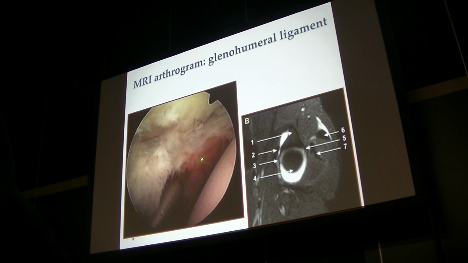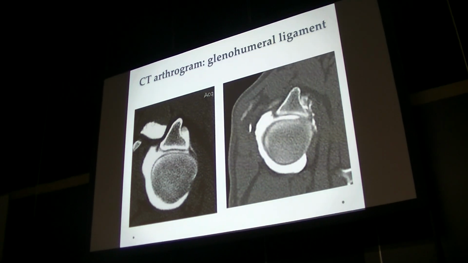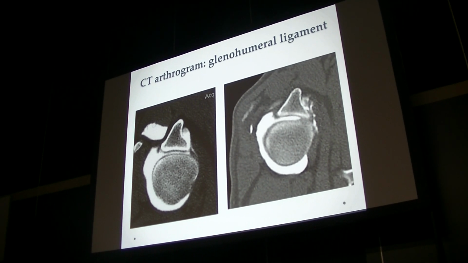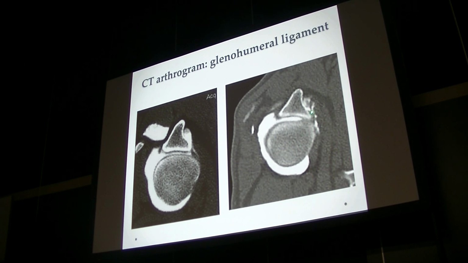And here is how it looks on arthroscopy, a whole bunch of villi, a heavily inflamed joint that we are seeing. So this case is actually the only one I can show on CT and on MR, where we have the irregular delineation of the medial glenohumeral ligament, and here is how it should look, sharply delineated.